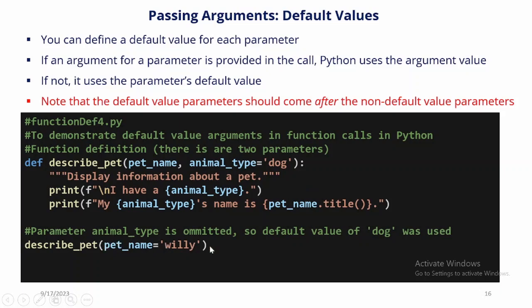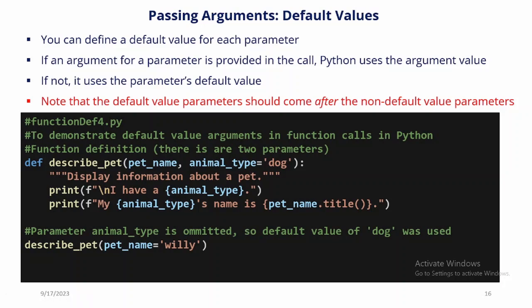Look at this call. This is the first time we are calling the function and using only one argument, even though two parameters were created in the definition. Why? The reason we are able to do this is because we have already created a default value for animal type, so we can omit it. And Python will automatically take dog in place of animal type. In which case, the output will be I have a dog. My dog's name is Willie.